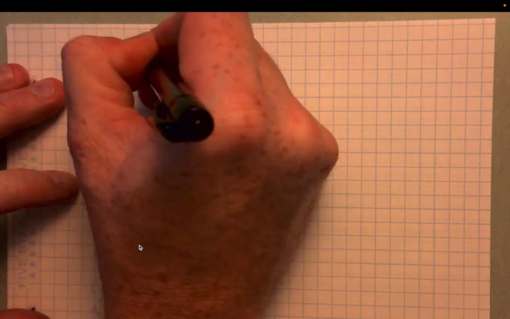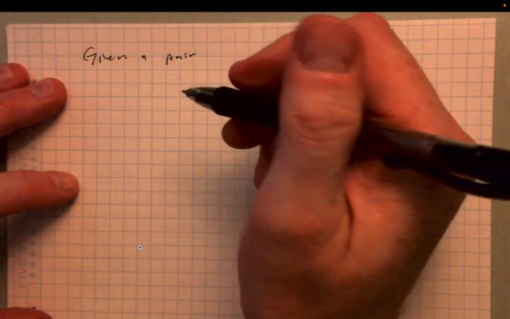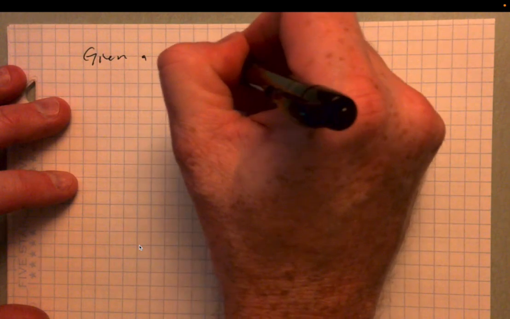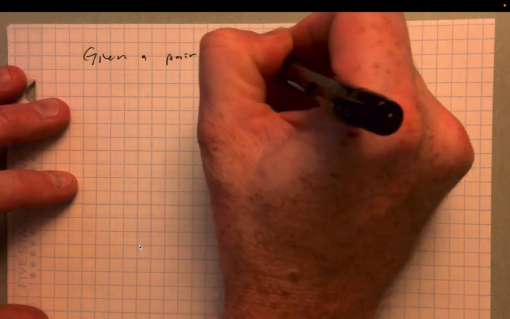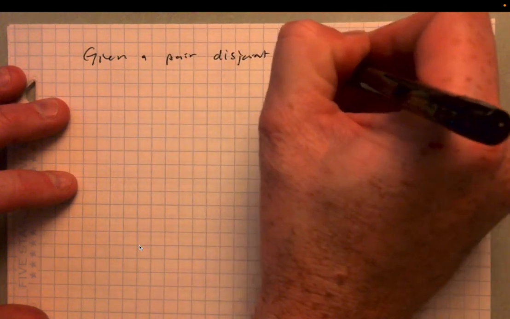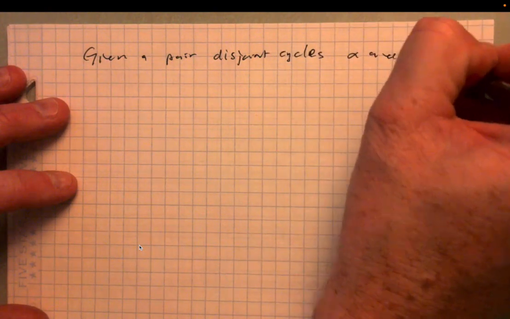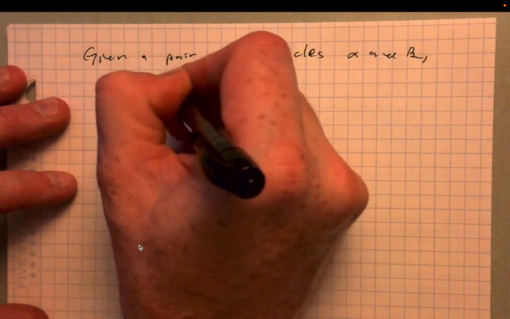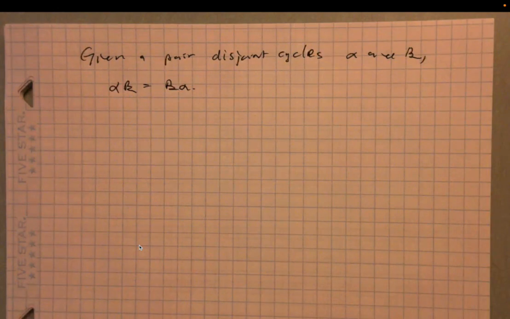So we just finished writing a proof of a theorem that basically said that given a pair of disjoint cycles, alpha and beta, alpha beta equals beta alpha. I'm paraphrasing, but that's more or less what the theorem said. And we wrote a proof of this, and it was very straightforward and easy to see.